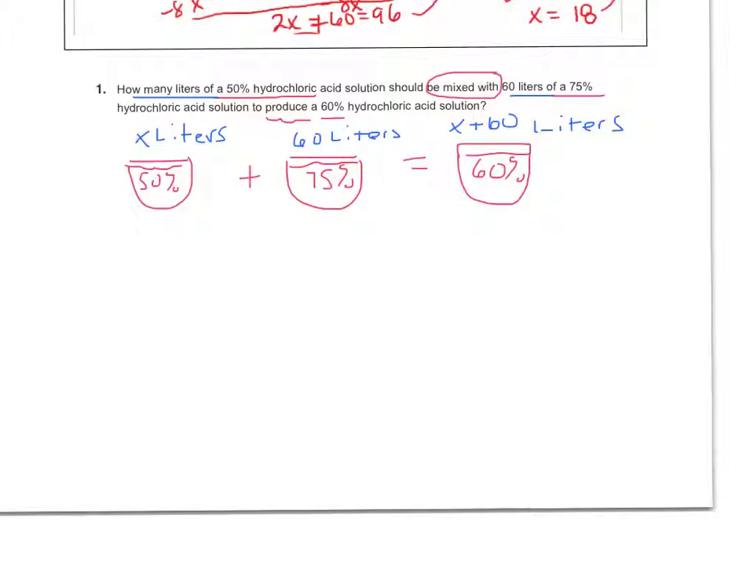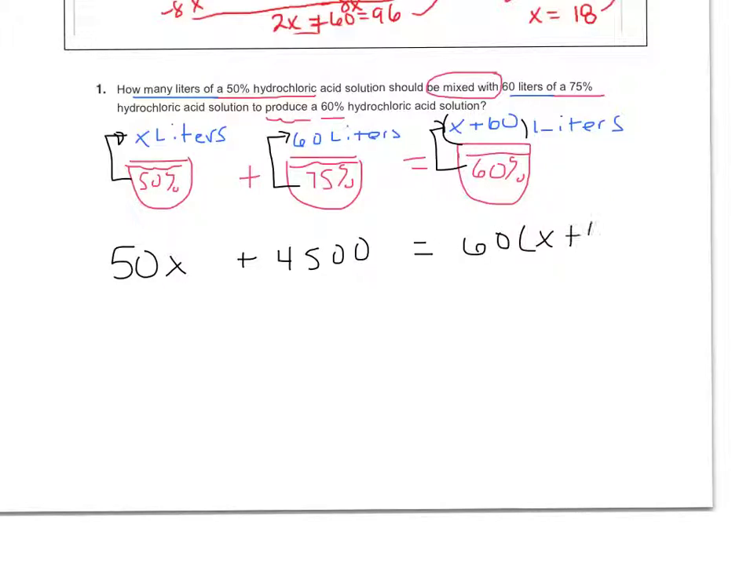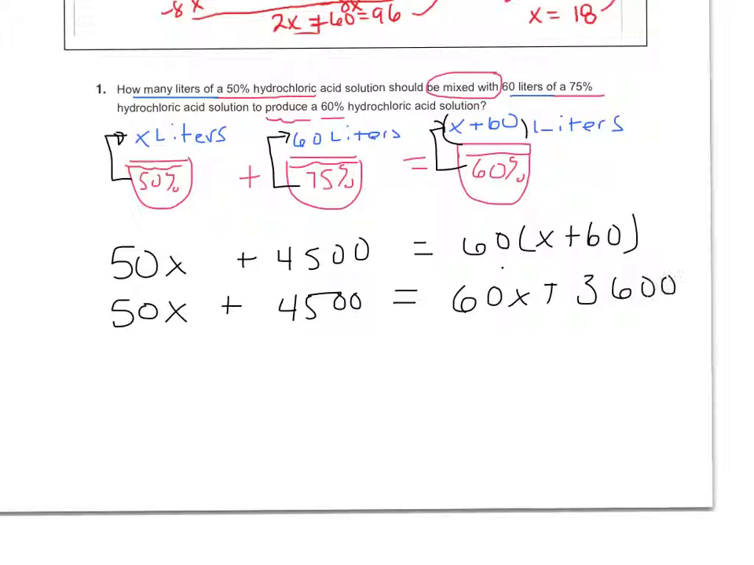To set up your algebraic equation, you just multiply your percent by your total liters. So I have 50 times X, ignore the percent symbol, 50X, plus, multiply 75 times 60, and you get 4,500, equals 60 times (X plus 60). Okay, so 50X plus 4,500 equals 60X plus 60 times 60, which is 3,600.